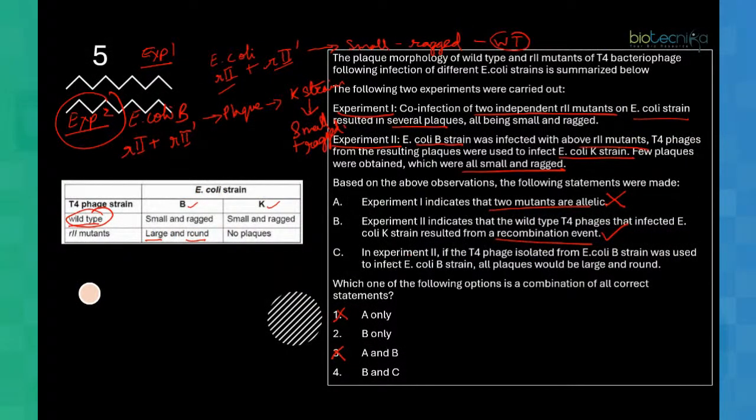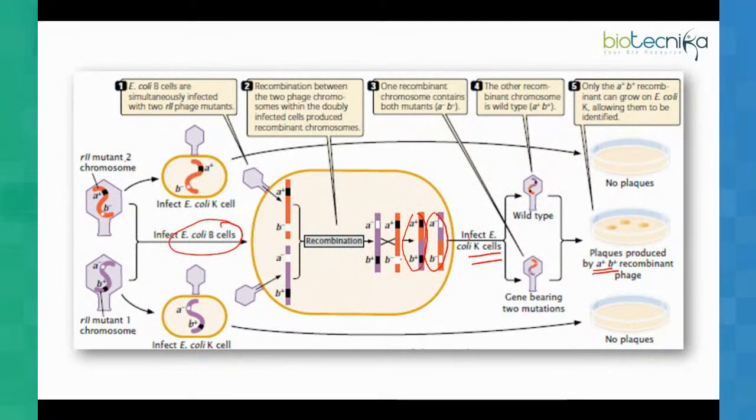Statement C says that in experiment 2, if T4 phage isolated from B strain are used to infect E. coli B strain again, all plaques will be large and round. See, large and round are the plaques formed by the R2 mutants in the B strain. But as I told you, the recombinants will also grow. This one cannot grow. What about this A plus B plus? It will grow, and it is wild type. So what kind of colony will it produce? Small and ragged.